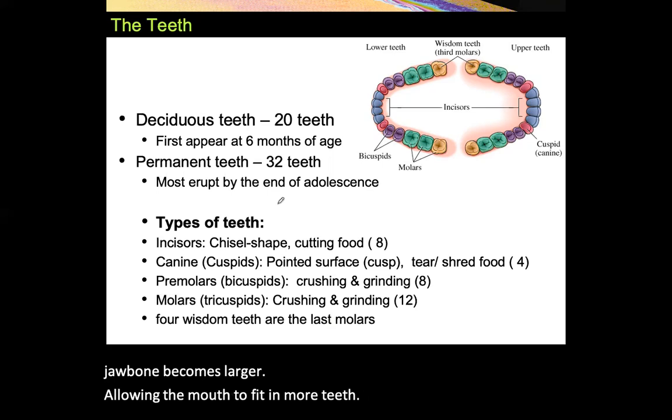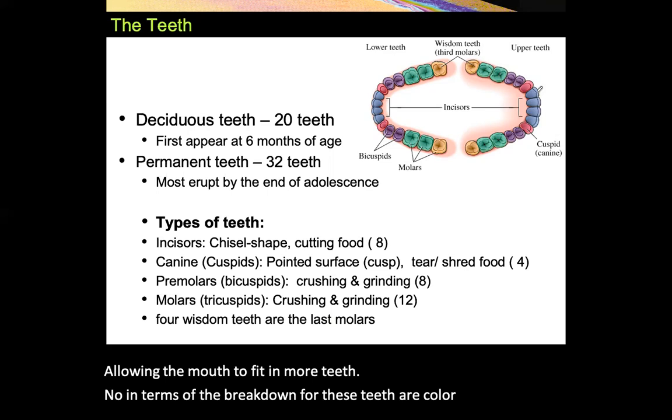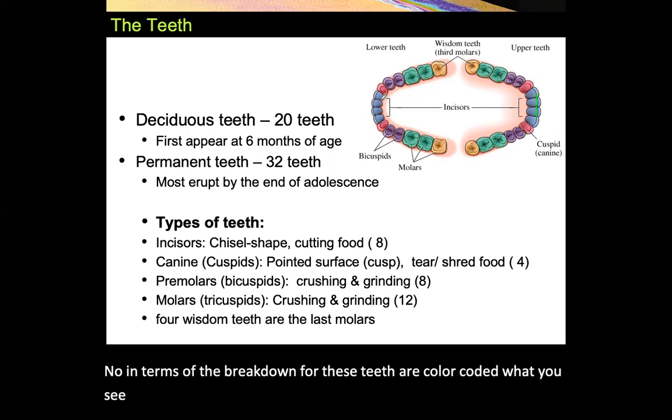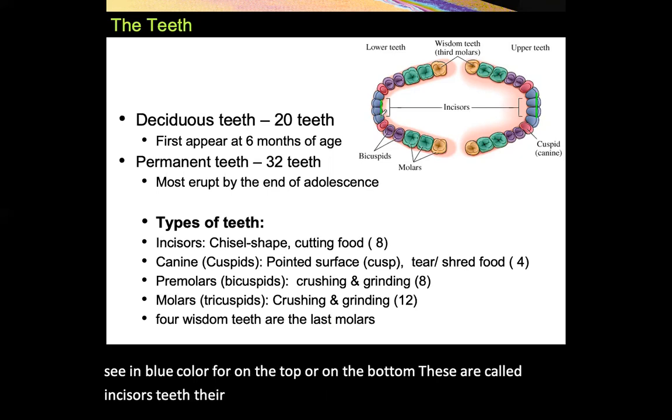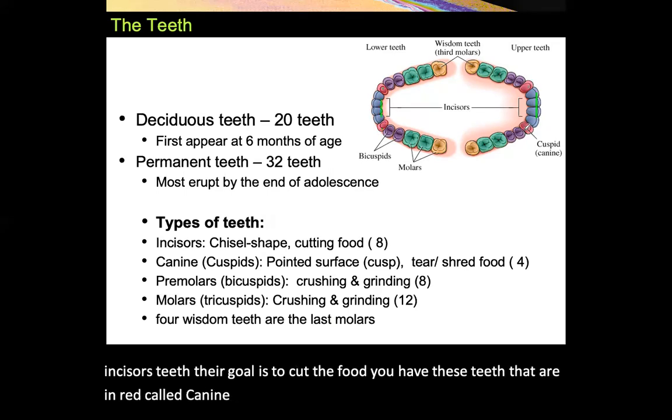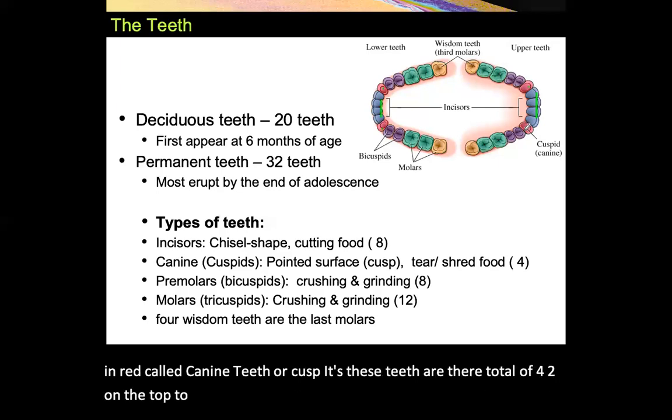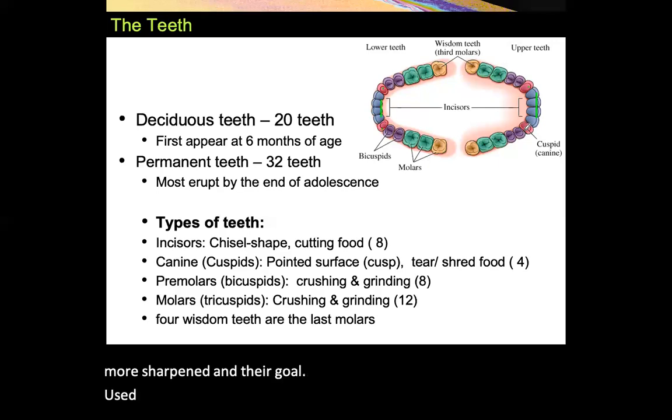Now, in terms of the breakdown for these teeth, they're color-coded. What you see in blue, 4 on the top, 4 on the bottom, are called incisors. Their goal is to cut the food. The teeth in red are called canine teeth or cuspids. There are a total of 4, 2 on the top, 2 on the bottom. In humans, they appear more sharpened, and their goal is to tear or shred food.